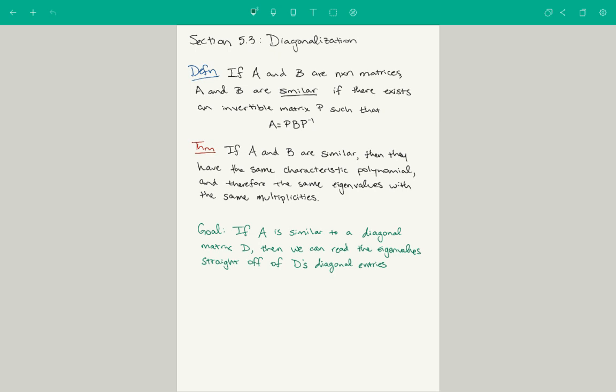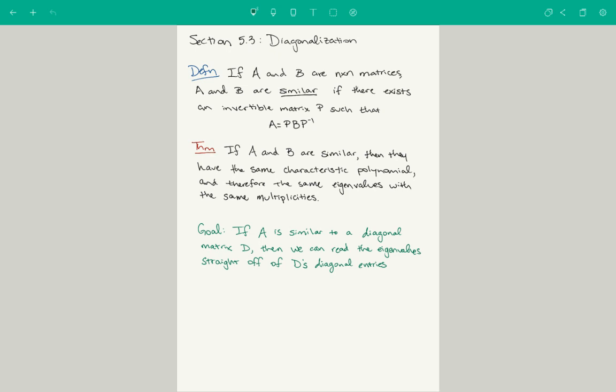This definition is actually from section 5.2, but I found that it was more relevant for this section. So A and B, if they're square matrices, are called similar if there exists an invertible matrix P such that A equals PBP inverse. What this basically means is we can take A and factor it into a product of three separate matrices, where the matrices on either side are inverses of each other. And we actually saw an example of this in your practice exam.